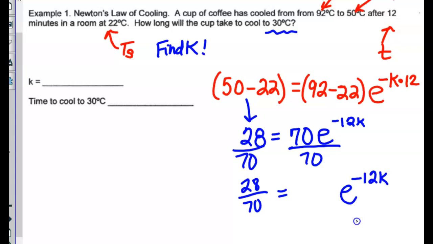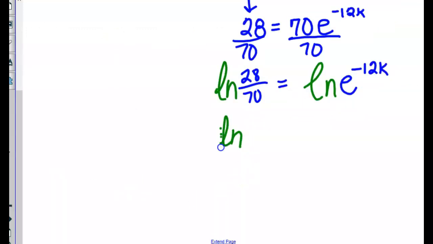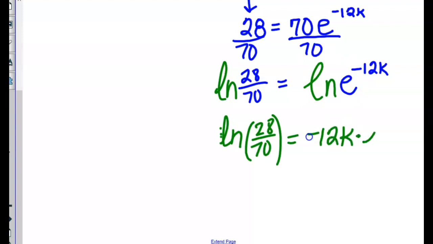What's the next step? When k, my variable, is in the exponent, I have to take the log of both sides. And for this question, ln would be much easier. So on the left-hand side, I have the natural log of whatever 28 over 70 is, equals, and this guy comes out front, negative 12k ln of e, which is just 1. So the last step is going to be to do what?